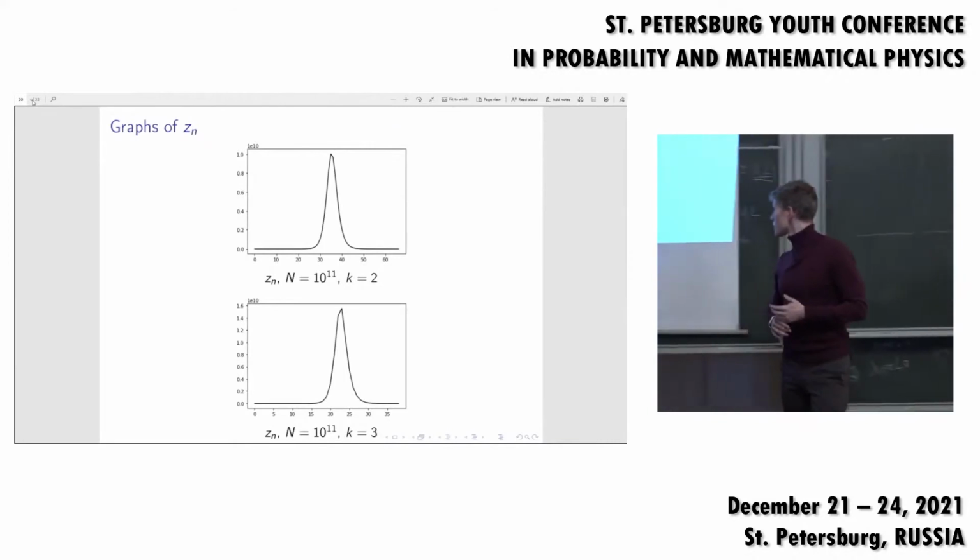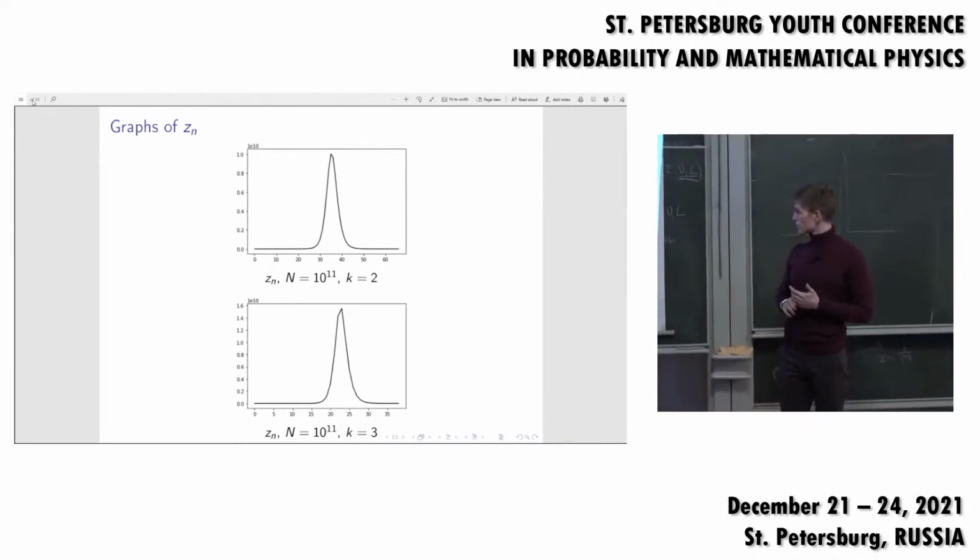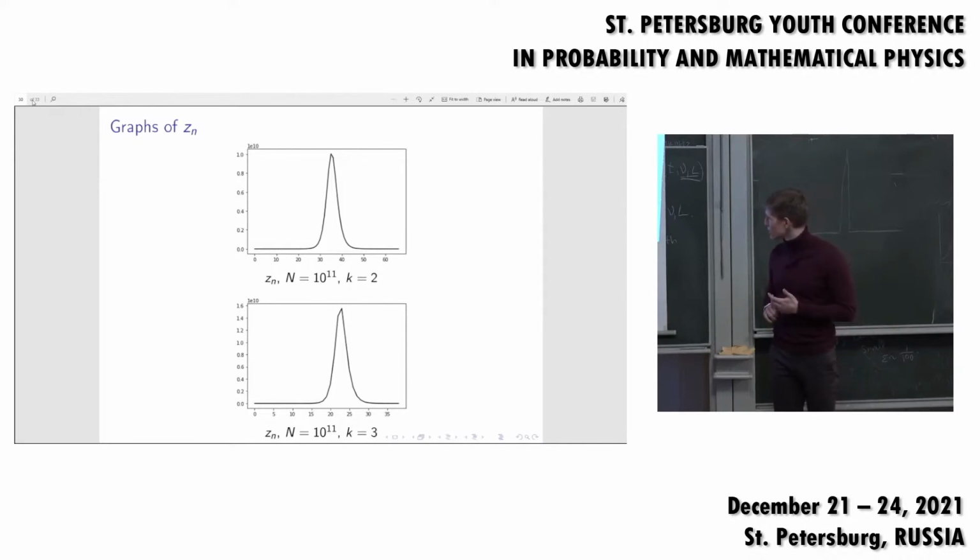Here you can see some graphs of the deterministic sequence. As you can see, it grows very fast in the beginning, and then it has a plateau or peak, whatever, for 2 or 3 days, and then it decreases exponentially again with a different rate.